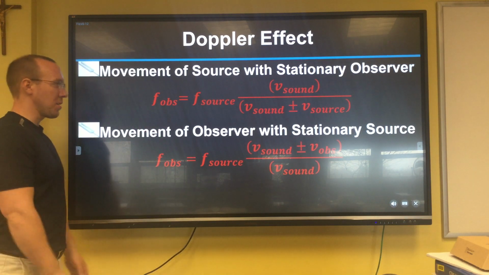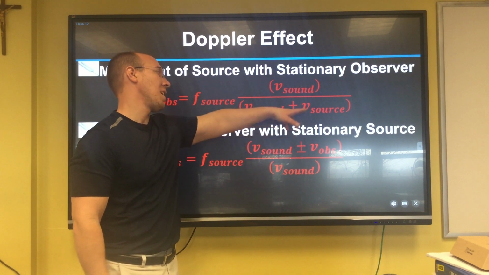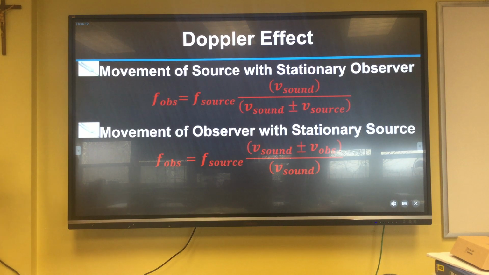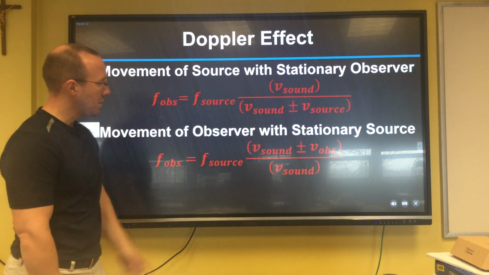And here are the equations for that. So velocity of the sound plus velocity of the source. Okay. Plus if it's moving towards you, minus if it's moving away from you. Same thing down here.